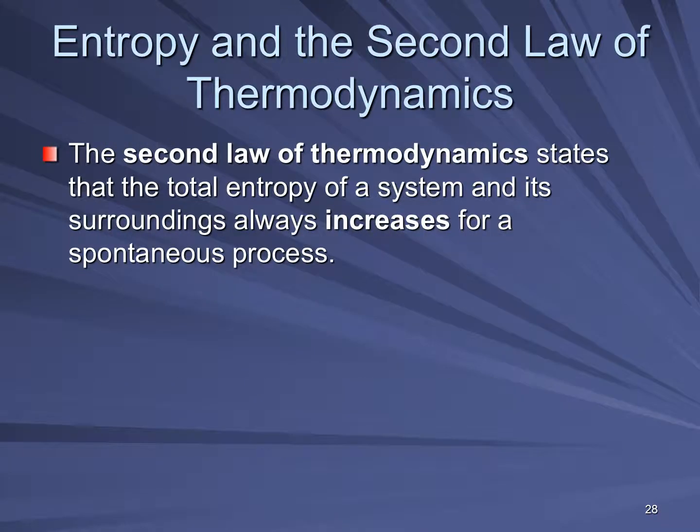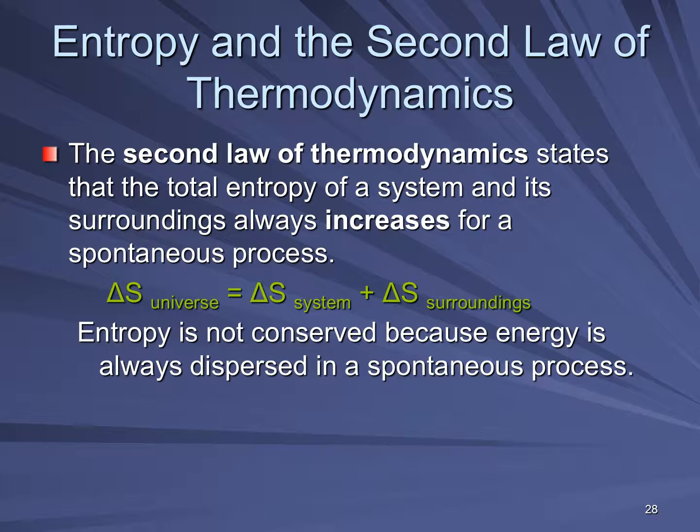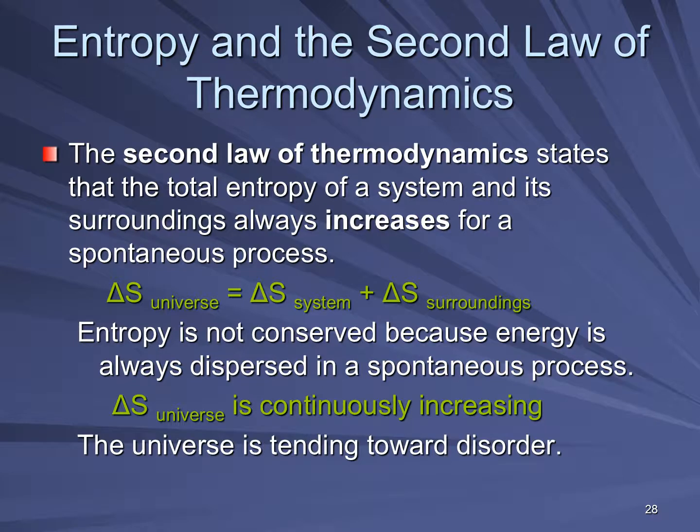So the second law of thermodynamics says that the total entropy of a system and its surroundings always increases for a spontaneous reaction. If we define delta S of the universe as delta S of the system plus delta S of the surroundings, which is everything else besides the system, it turns out that entropy is not conserved. The delta S of the universe is always increasing. And this is just another way of saying that the universe is tending toward disorder.